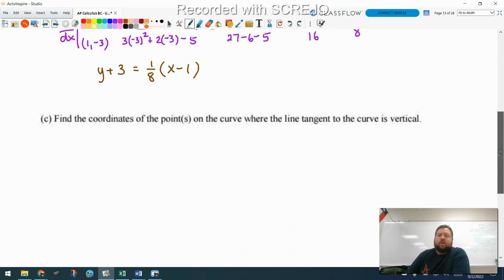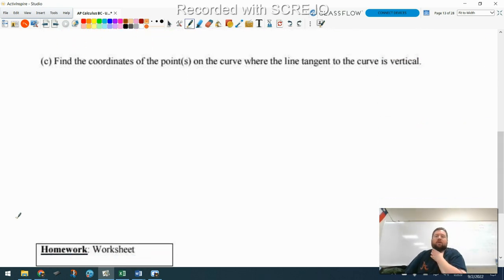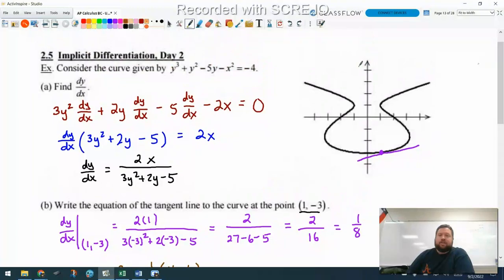Part C: find the coordinates of the points on the curve where the line tangent to the curve is vertical. That's interesting. We've seen a lot of horizontal tangents that we have to find, so this one's asking for vertical tangents. Looking at my graph, it looks like there might be a vertical tangent right there, and might be another one over here. This looks like an even function because it's symmetrical over the y-axis. I think there's probably one right here and one right here as well. So I'm thinking I'm going to find 4 points when I do this.